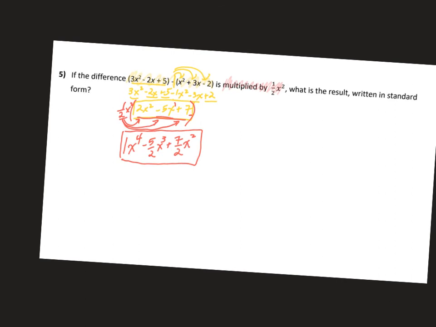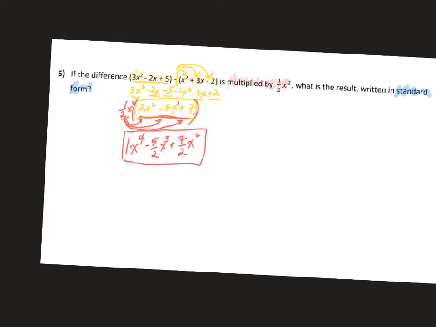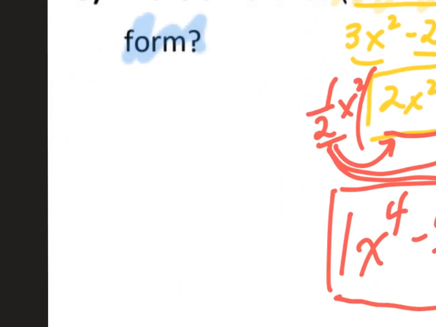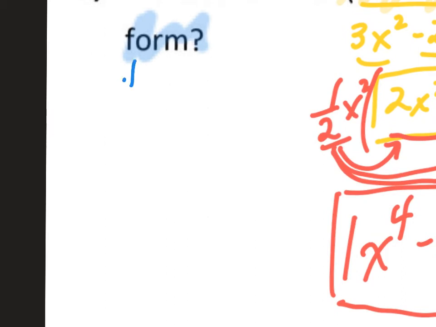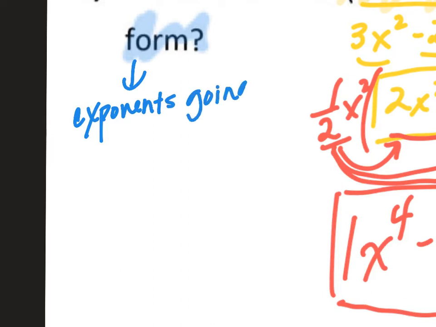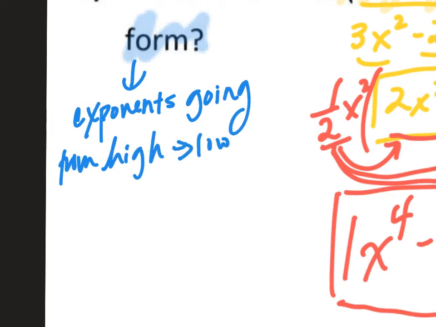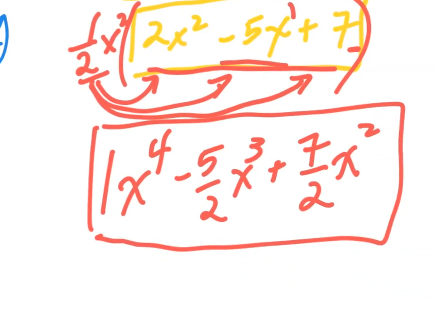And if we think about standard form, we want to make sure that our exponents are going from highest to lowest, right? So let's just write that definition right over here. We have exponents going from high to low, right? And let's just double check that our exponents are going from high to low.